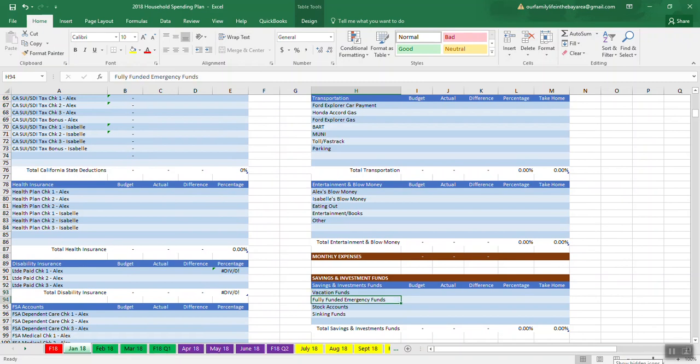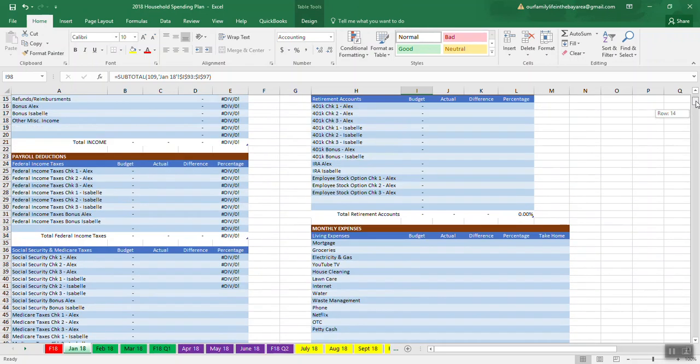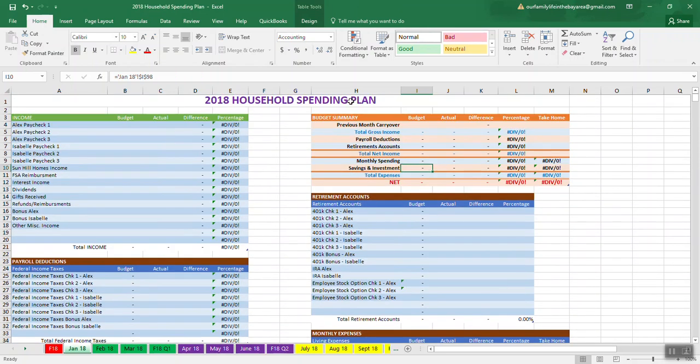And then fully funded emergency funds. We're still saving here, but this year we might have to put a stop to this just because we want to pay off my car loan. So that's why we'll probably have to stop this one. And stock accounts, we'll probably also have to stop this one. And sinking funds, we are not going to stop this one. And here we have total savings and investment funds. And this cell is I-98. So here you are going to have I-98.